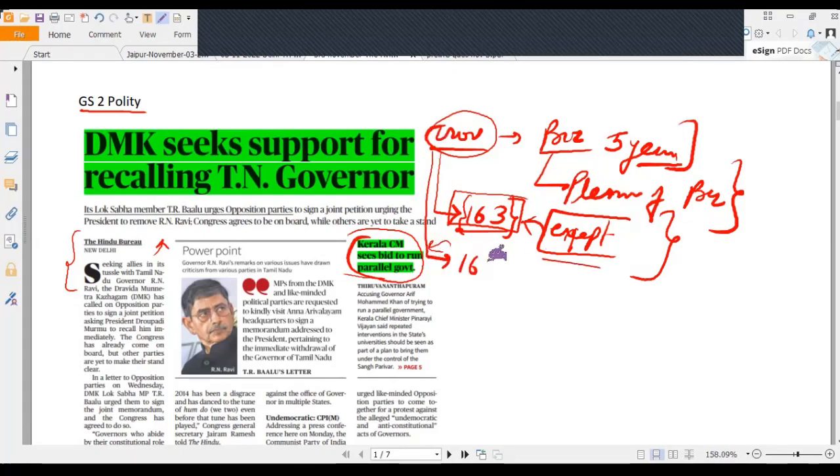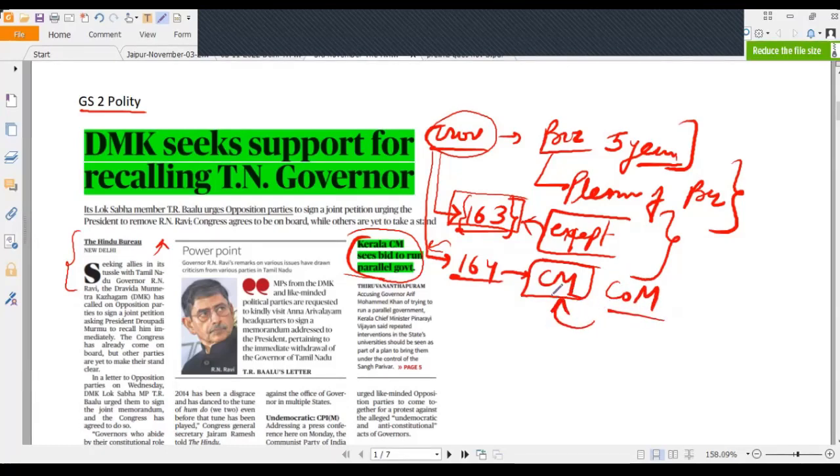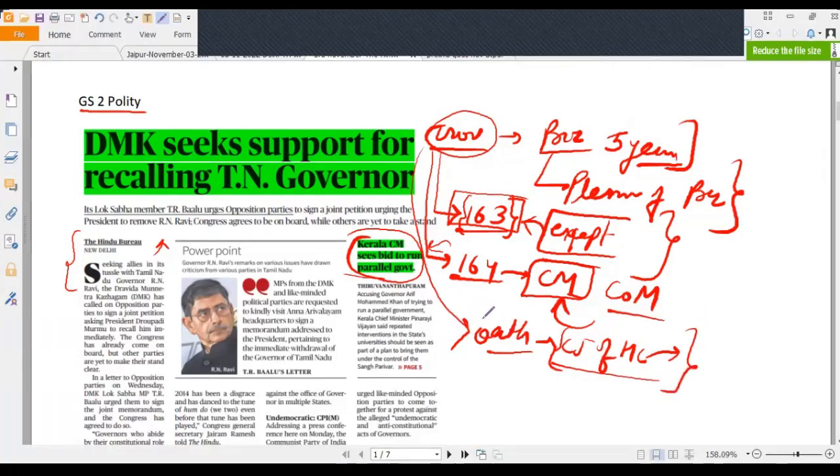Further, under Article 164, Governor appoints Chief Minister, and further, Governor appoints Council of Ministers on advice of Chief Minister. And one more fact about Governor is Governor takes his oath before Chief Justice of High Court, or in his absence, any other judge appointed by him. So these are the facts that you should remember from PRELIMS point of view.